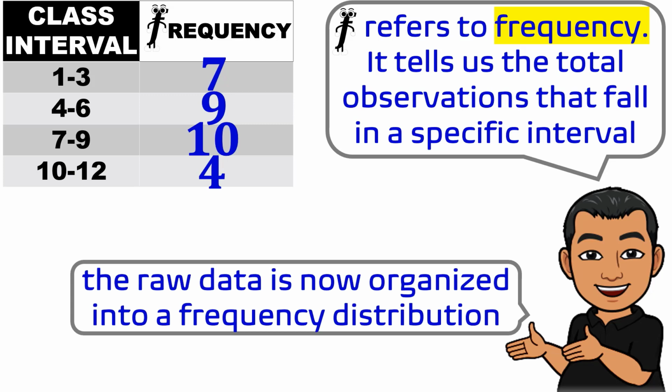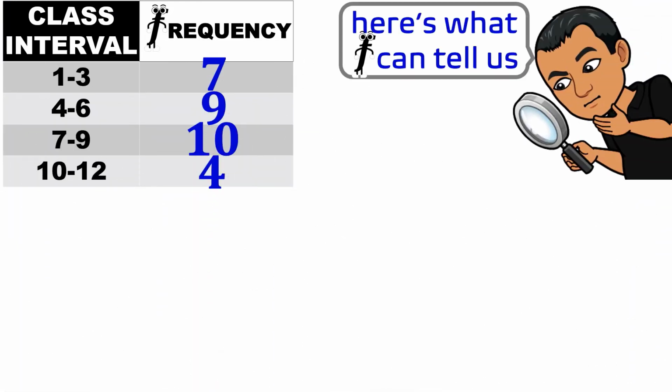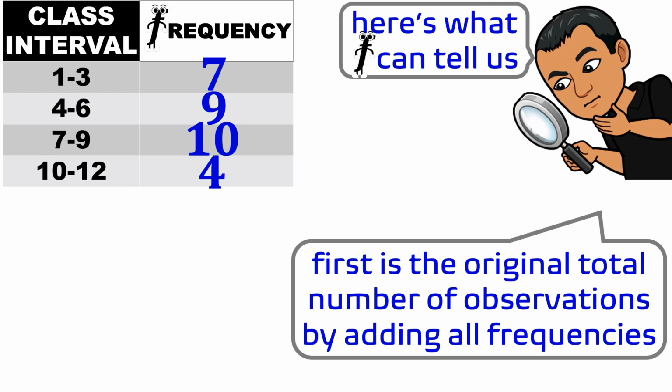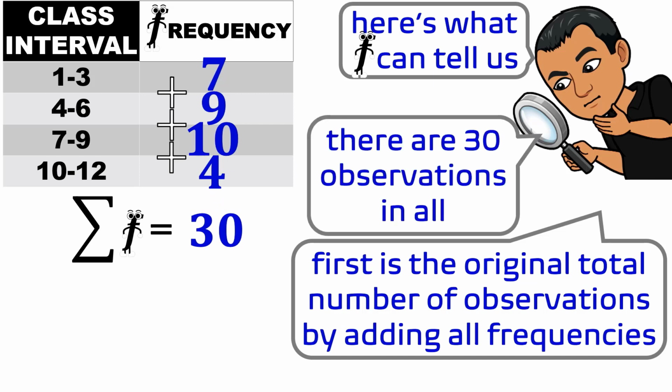The raw data is now organized into a frequency distribution. Here's what F can tell us. First is the original total number of observations, found by adding all frequencies. The formula is a summation of F, which is here simply the sum, 30, and there are 30 observations in all.